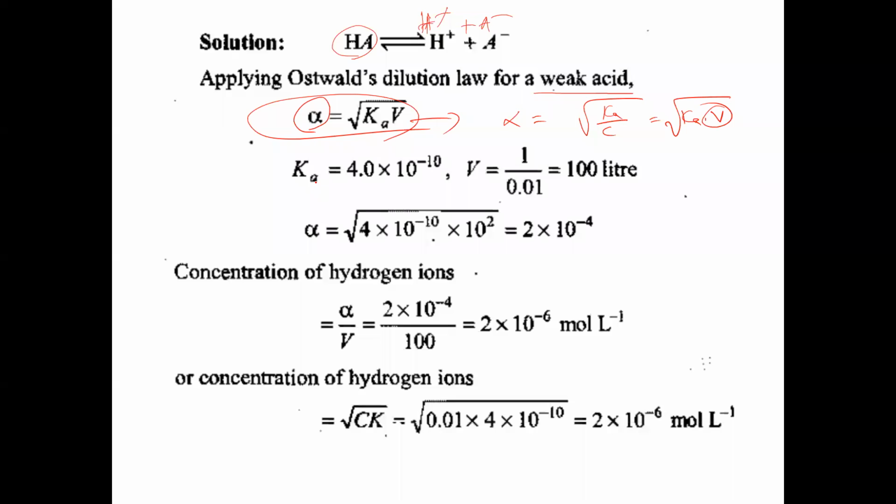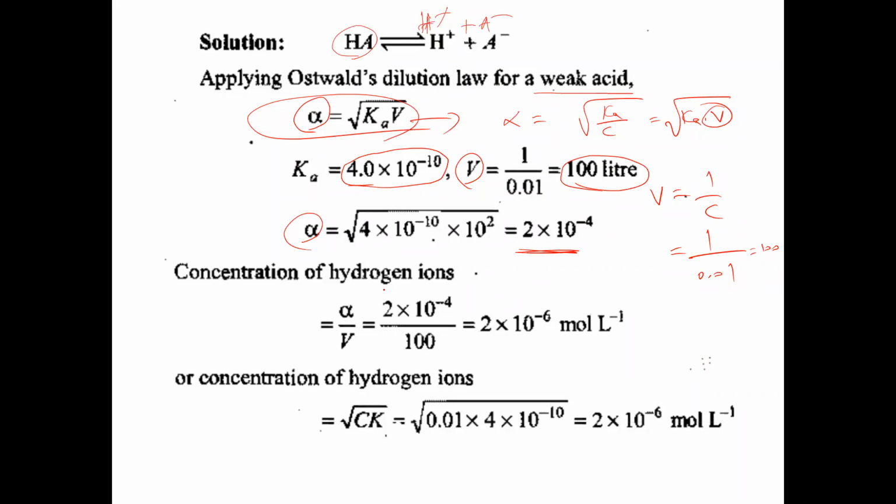Here Ka is equal to 4 into 10 power minus 10, given, and volume V is equal to 1 by C. 1 by C means 1 by 0.01, that is equal to 100. So we have taken 100 liters volume. So alpha is equal to under root Ka into V, with V as 100 liters here. So that will be 2 into 10 power minus 4.